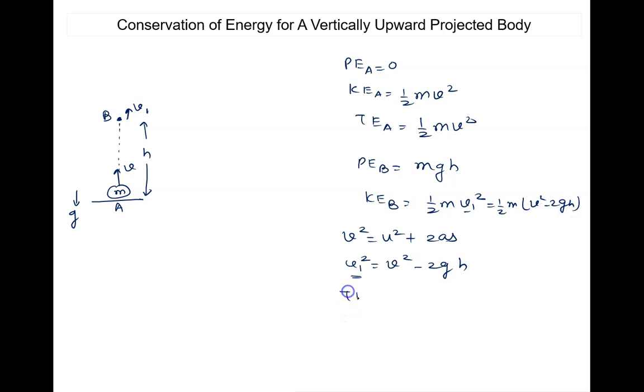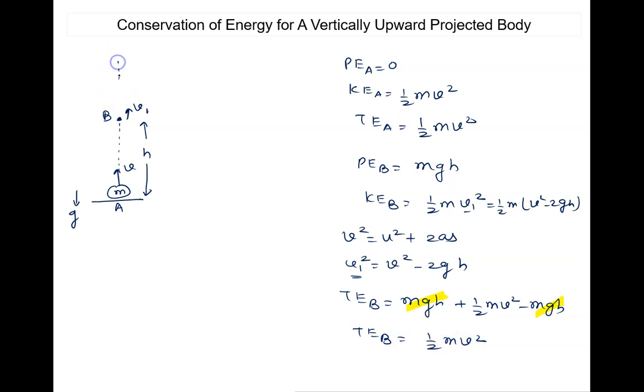So we calculate the total energy at point B: potential energy at point B is mgh, plus kinetic energy at point B, which is half m into v square minus 2gh. We open the bracket, the 2 cancels, and it gives minus mgh. mgh cancels, and we get the total energy at point B is half m into v square.